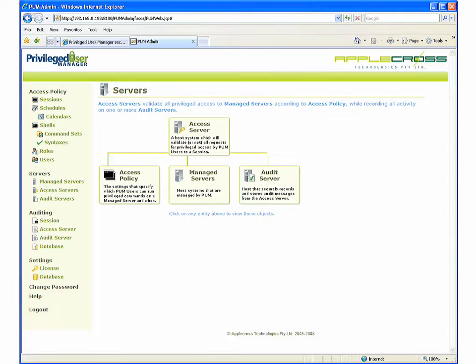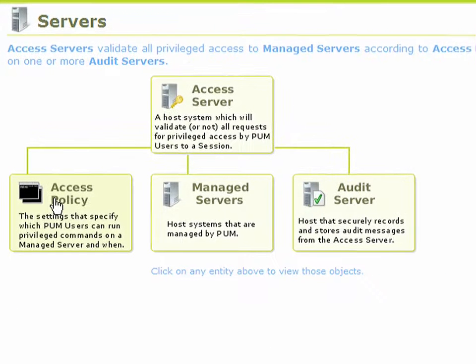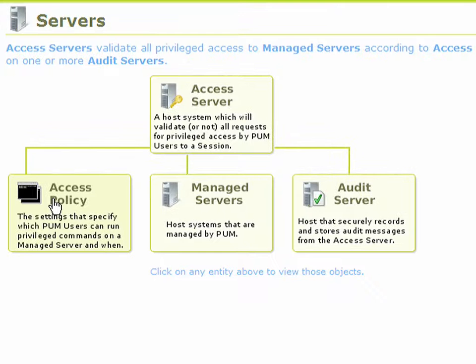PUM centralizes privileged access policy and ensures that all such access is either routed through or validated by one or more PUM access servers. All activity by privileged users is audited and kept indelibly on one or more audit servers. Access to the managed servers, on which the privileged accounts reside, is through the SSH2 protocol, which is a standard feature of most modern Unix and Linux systems, making the software essentially agentless.